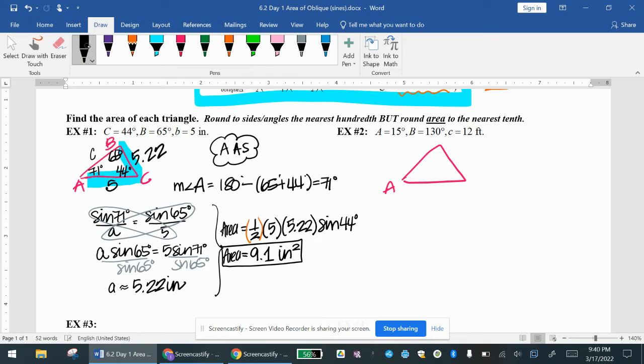So A is 15, B is 130, and little c is 12. Okay. So if you look at this triangle, currently it's an AAS triangle. Well, if I want to find the area of it, I need a side angle side. So I want you to pause the video and think about what pieces I should find in this triangle that will help me obtain two sides and the angle between them. Go ahead and push play when you're ready, but push pause right now.